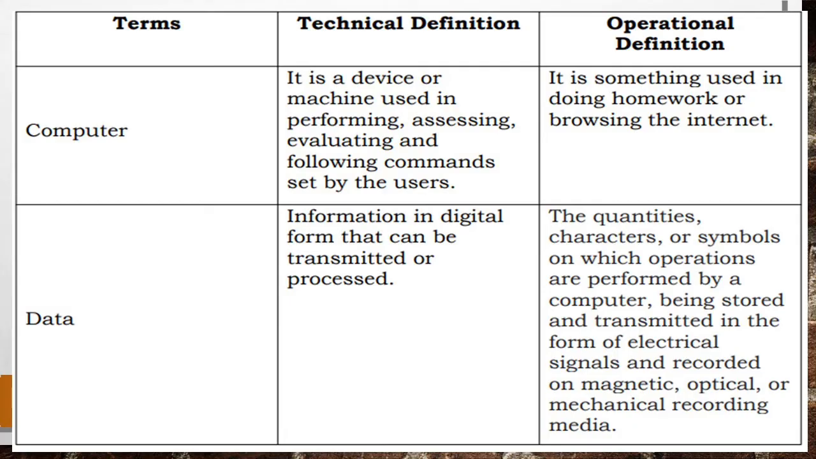Next is data. For technical definition, data means information in digital form that can be transmitted or processed. For operational definition, the quantities, characters, or symbols on which operations are performed by a computer, being stored and transmitted in the form of electrical signals and recorded on magnetic, optical, or mechanical recording media. So that's the difference in providing technical definition to operational definition of the term.